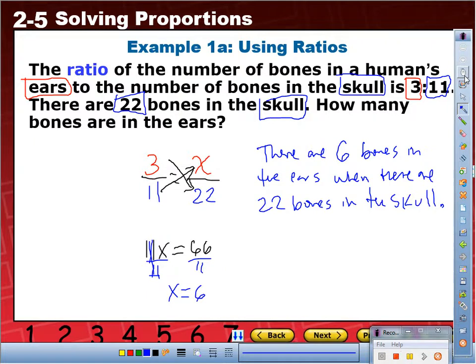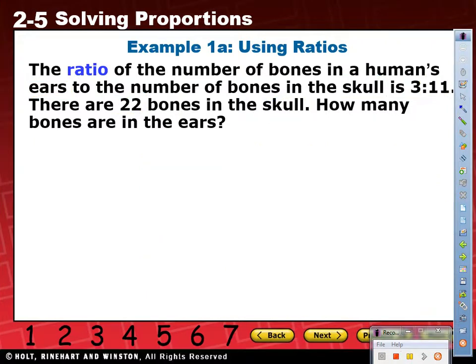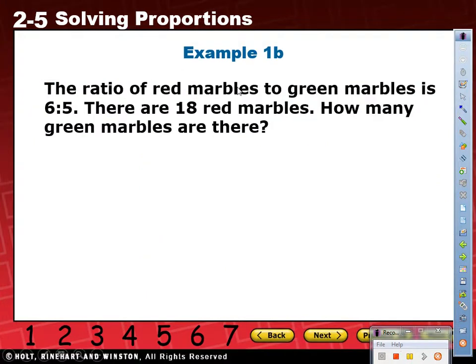Here it goes. The next one reads, the ratio of red marbles to green marbles is 6 to 5. There are 18 red marbles. How many green marbles are there? Use the same process that we just did. Use colors, please, so it can help you. Go.